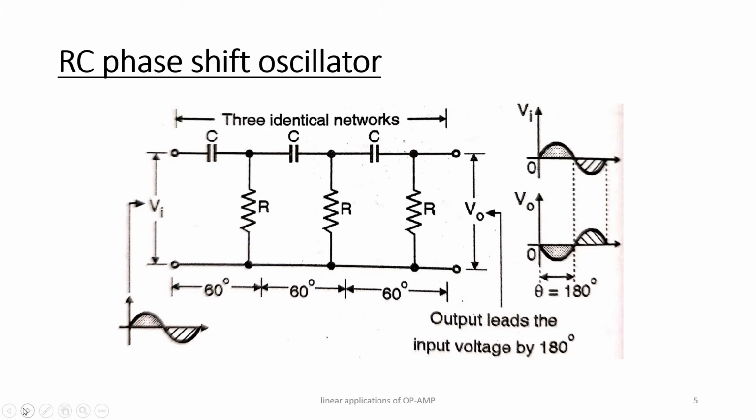Now, for the RC phase shift oscillator, three identical RC phase shift networks can be cascaded as shown in the figure. This is 1, 2 and 3. Three RC networks are cascaded in this figure. Each RC network is designed to introduce a phase shift of 60 degrees precisely at the desired frequency of oscillation. Thus, the total phase shift introduced by the three-stage RC network is 180 degrees.